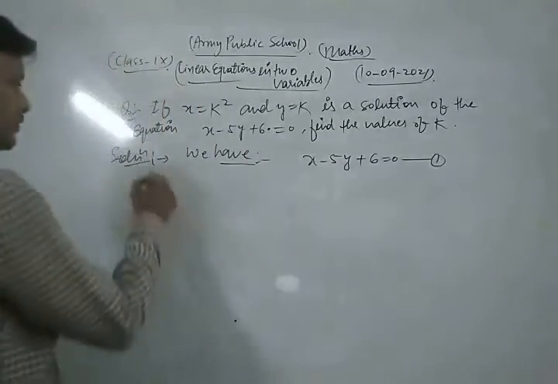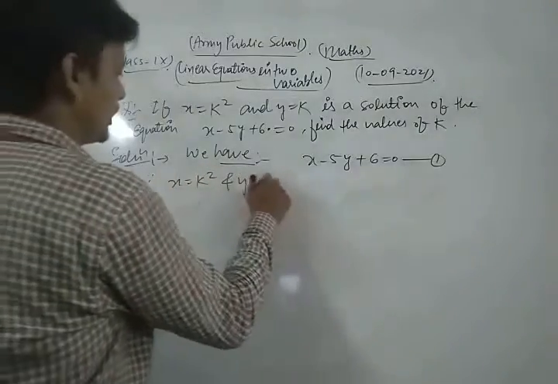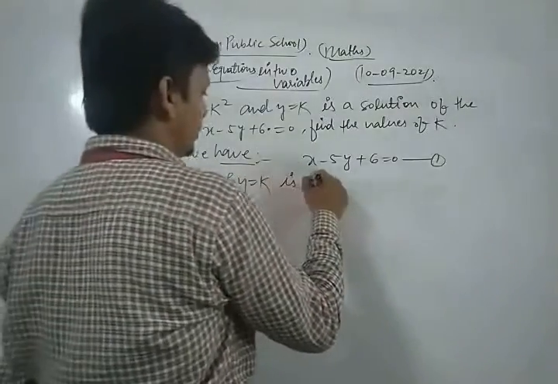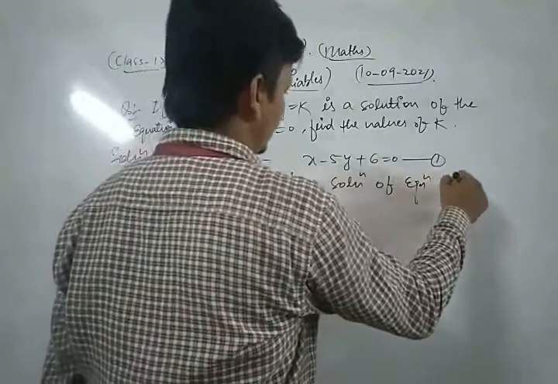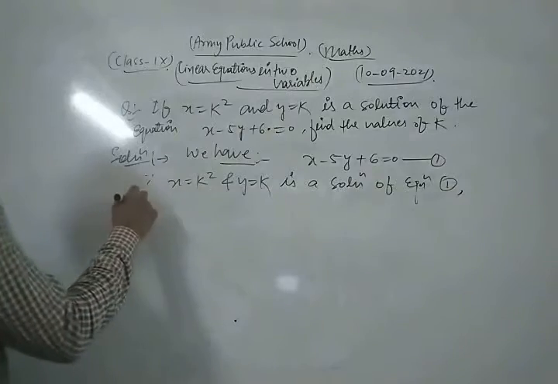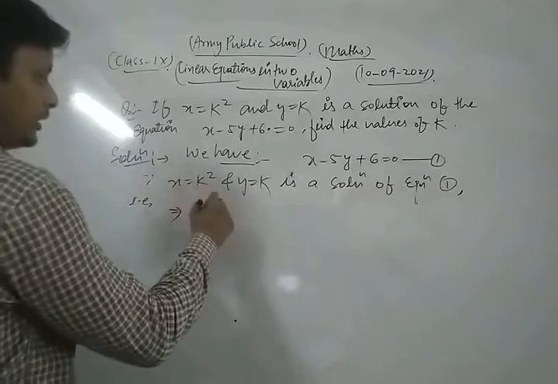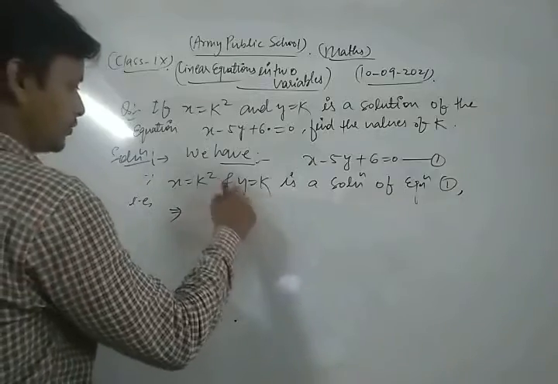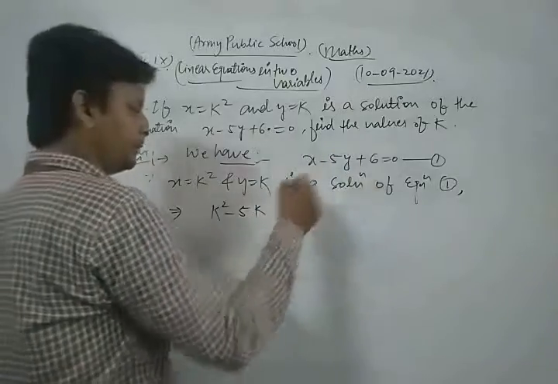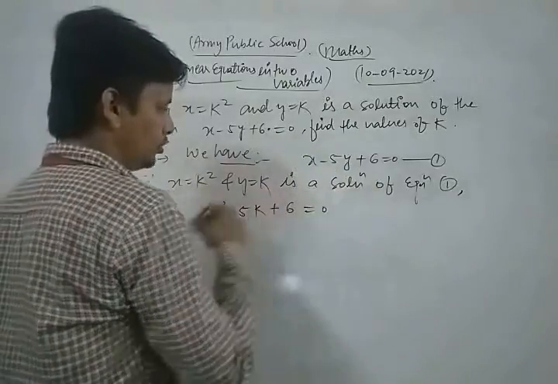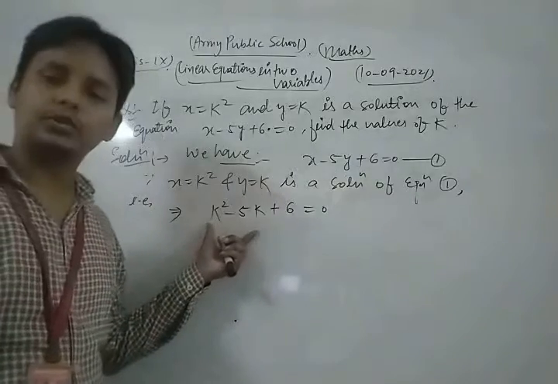Satisfy means we just replace x by k square and y by k and simplify, and we get our result. So since x is equal to k square and y is equal to k is a solution of equation 1, we replace x by k square, so we get k square minus 5 into, we replace y by k, that is 5k, plus 6 is equal to 0. In this way we get a quadratic equation in k.